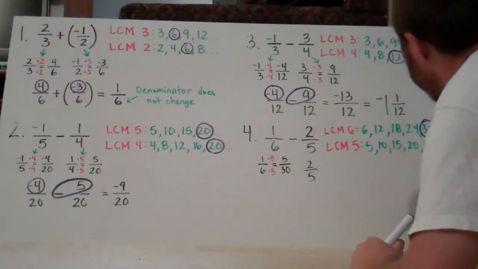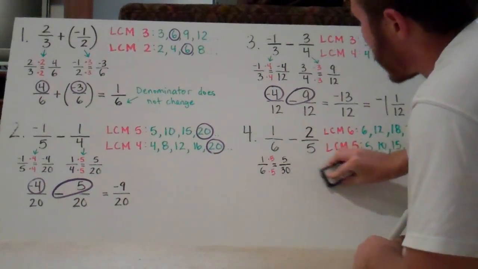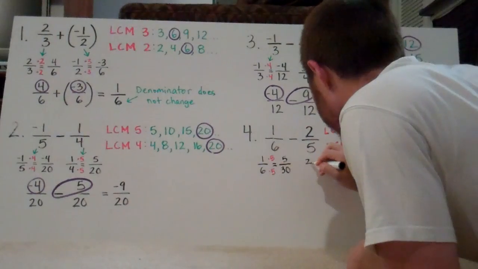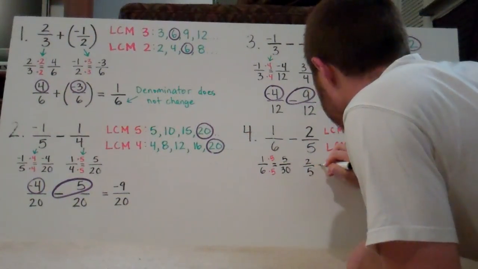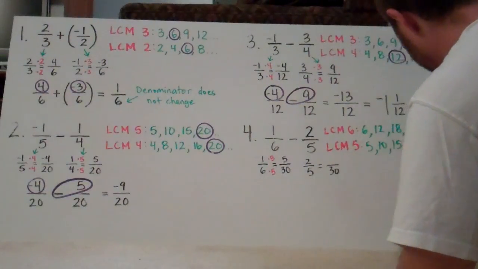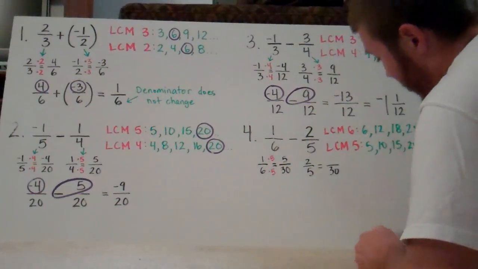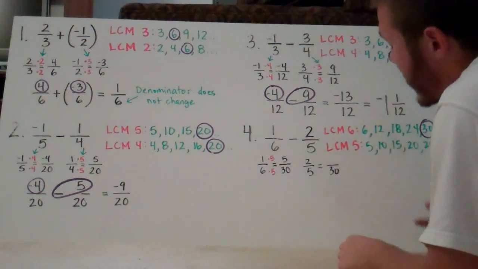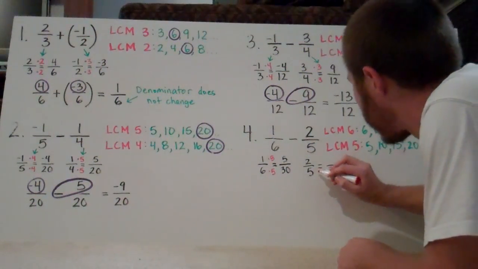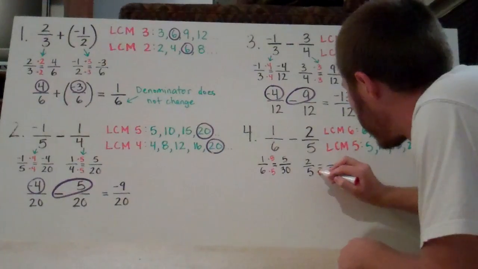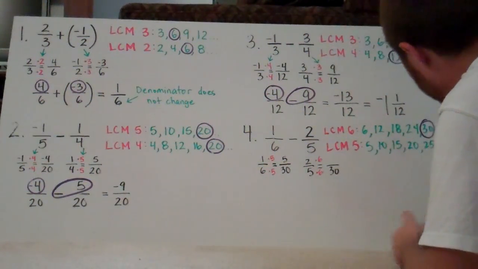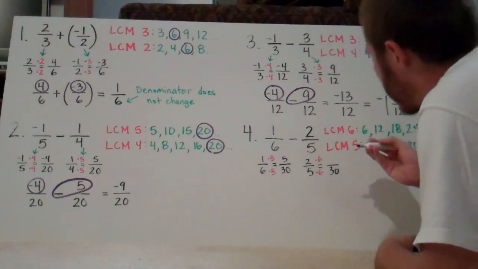And you know what, I think I drew that a little bit too large. So let's do 2/5 equals 30ths. Well, we have to figure out what number to multiply these by. To go from 5 to 30, we need to multiply the denominator by 6. So that means I need to multiply the numerator by 6. When I do that, 2 times 6 is 12.